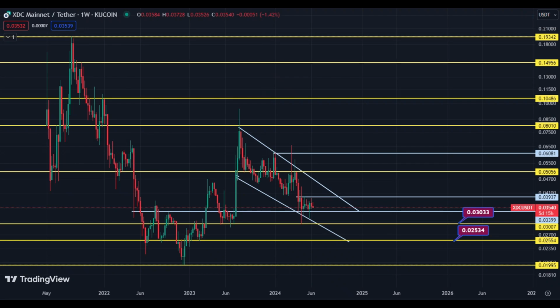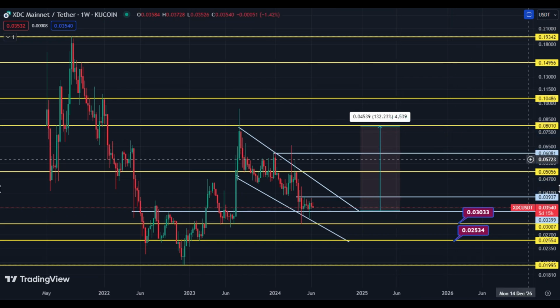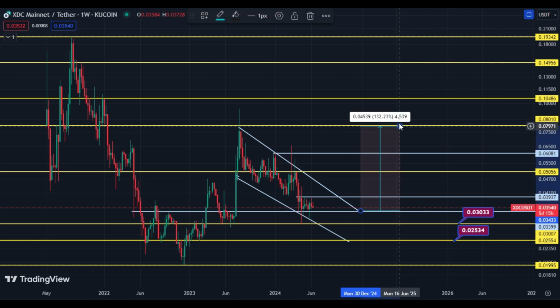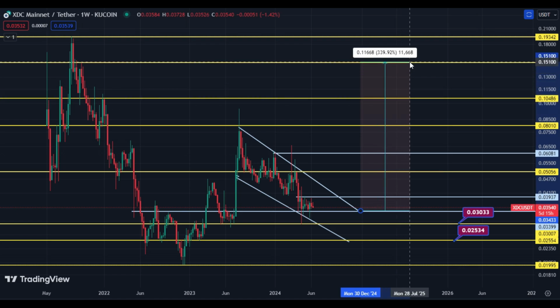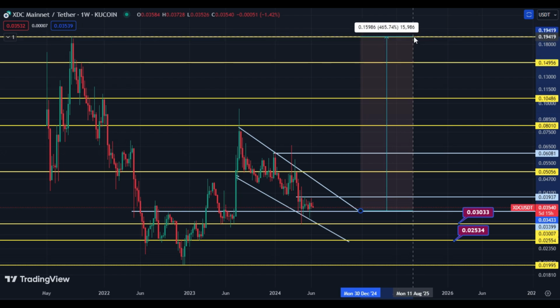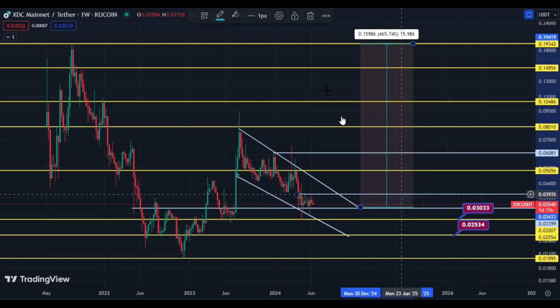According to the pattern, if price holds this area, its target can be this area, 8 cents. And in that way, we can earn 132% profit. And if price is 10 cents, we can earn 205%. If price is 15 cents, we can earn 339%. And if price is 19 cents again, we can earn 465%, which is quite achievable in this bull run.